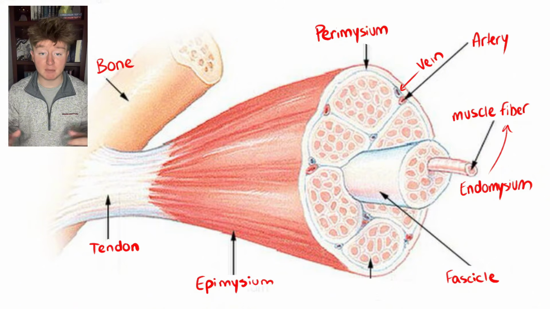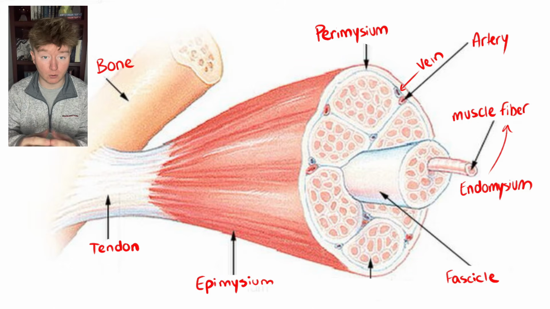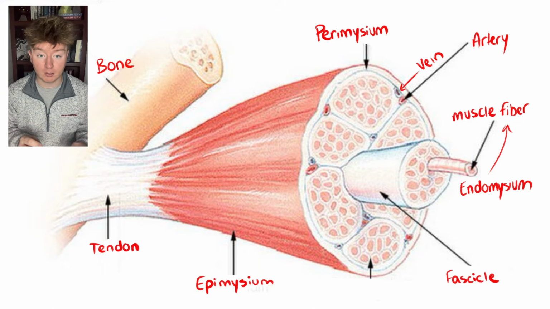Recap, our epimysium is going to surround our entire muscle. Our perimysium is going to surround each fascicle, and the endomysium is going to surround each individual muscle fiber. The arrangement and organization of these structures allows for muscles to contract efficiently as well as have the structural support they need to transmit forces and endure forces.